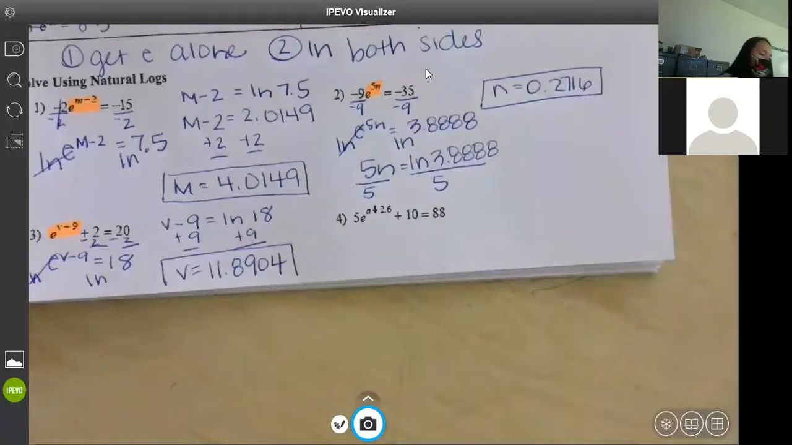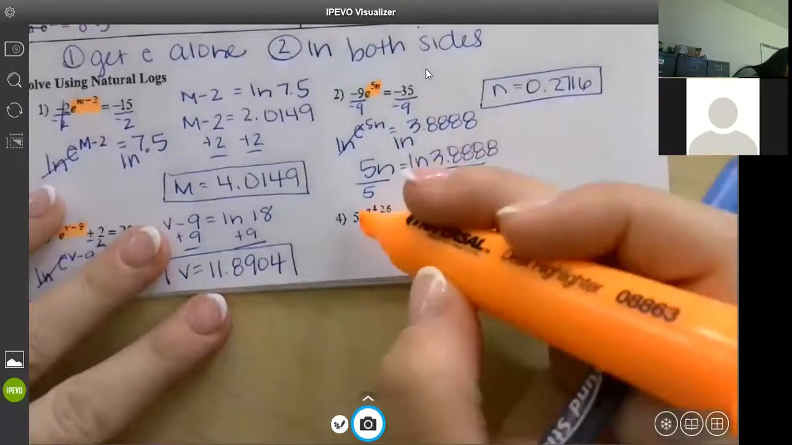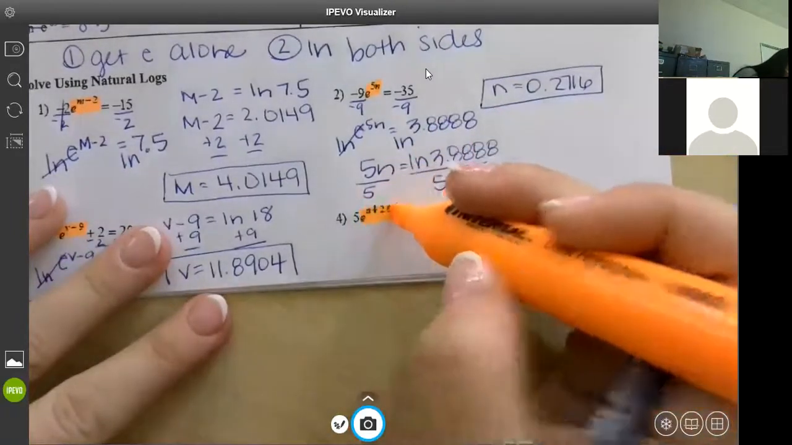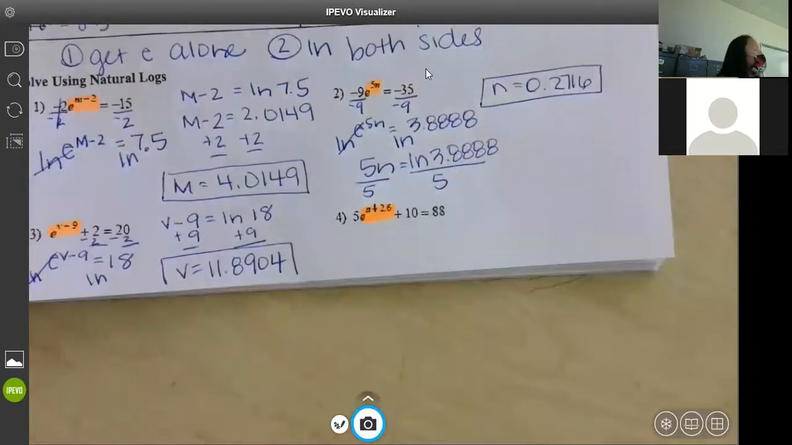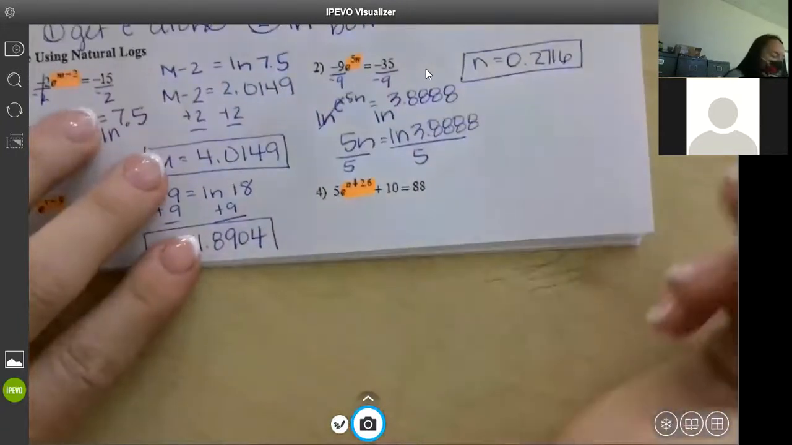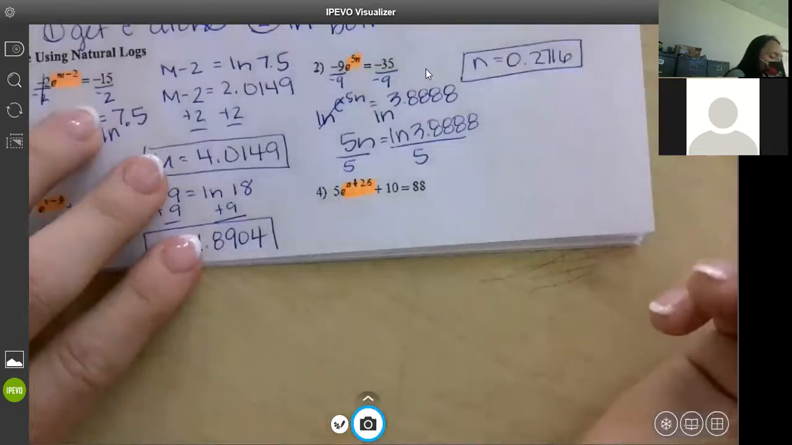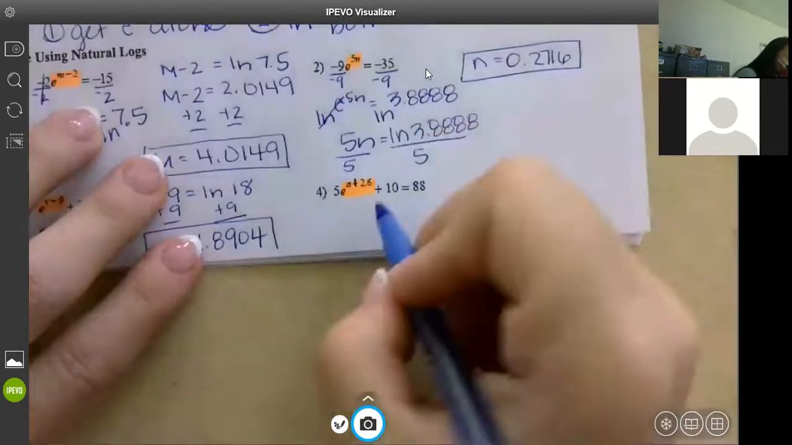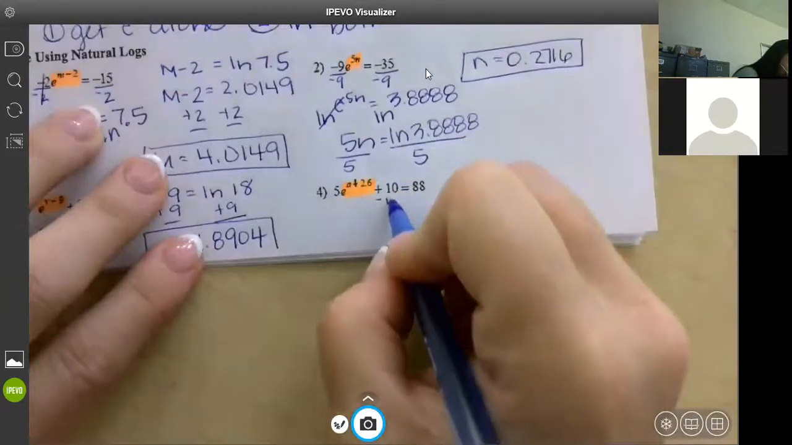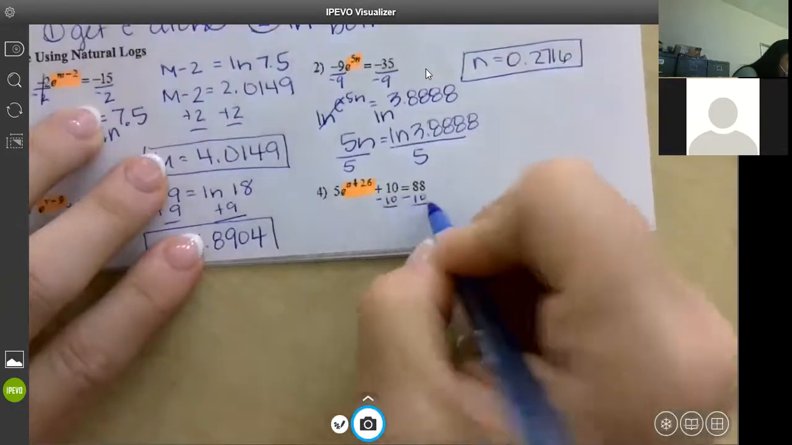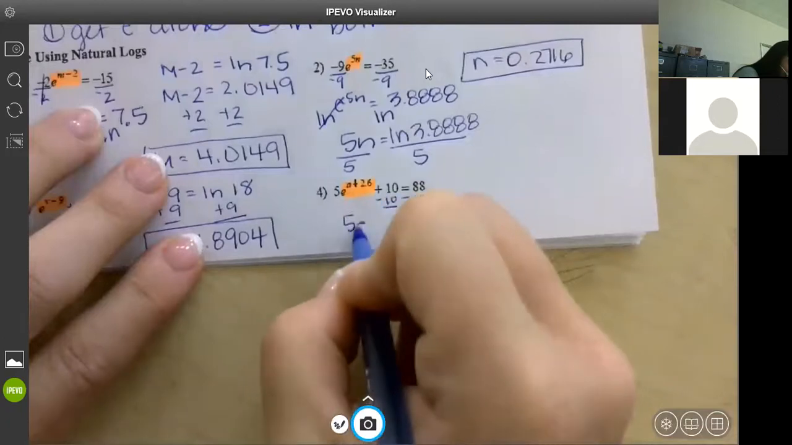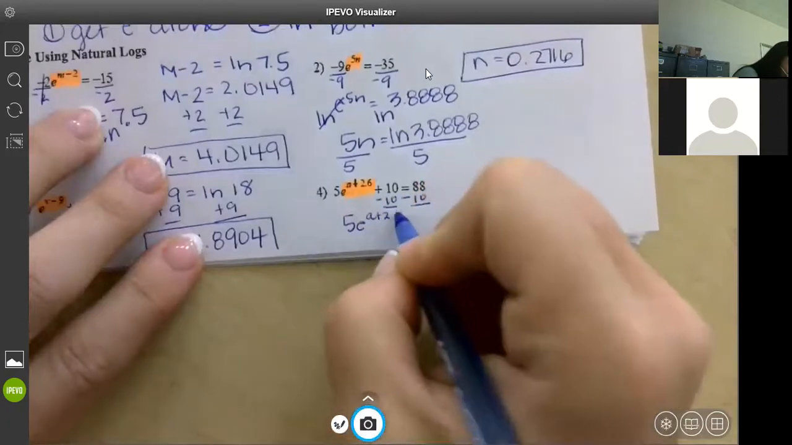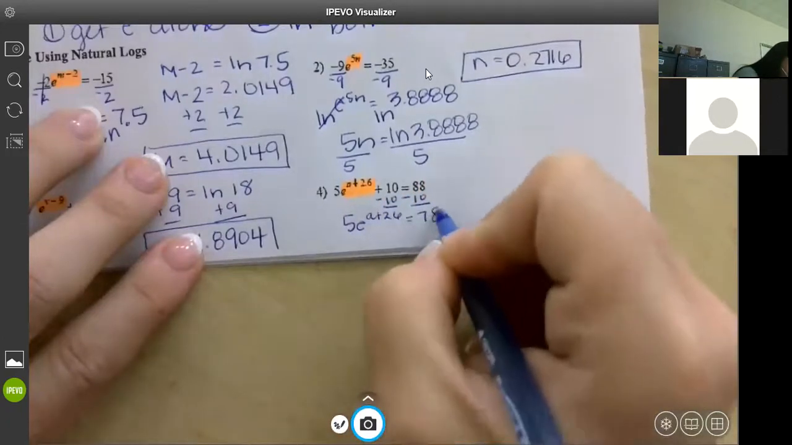Same thing on the next one. But be careful, we need the e by itself. So there's a couple things I need to get rid of. What do I need to do first? Go back to basics. What's on the same side but not with it? That 10 is not with the e. So I'm going to get rid of it. So I get 5e to the a plus 26 equals 78.